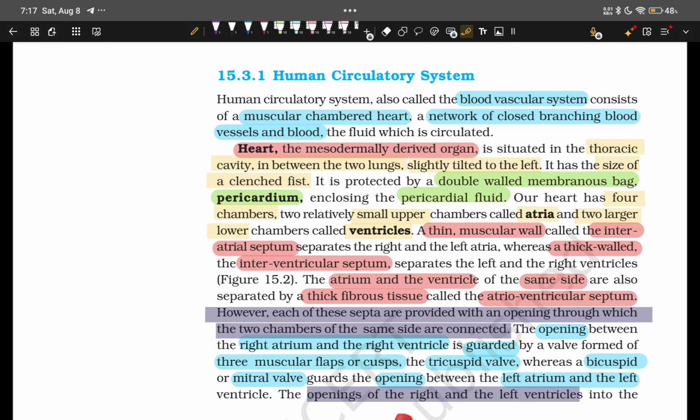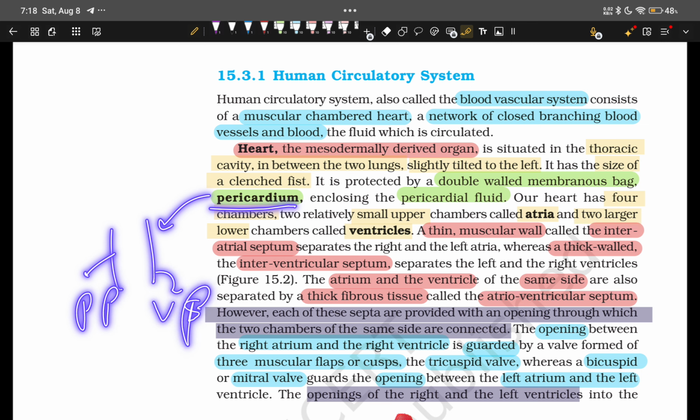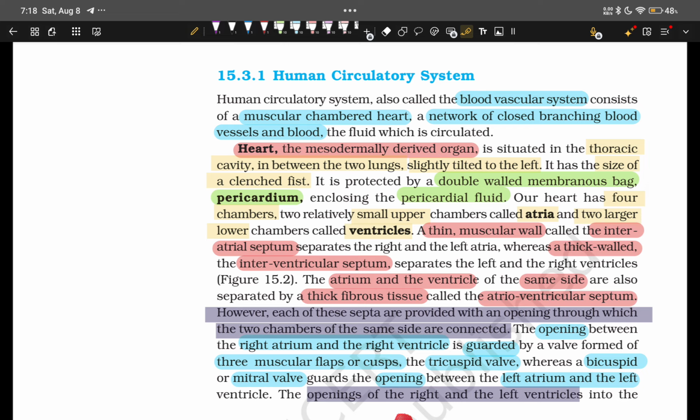Heart, if we talk about it first, is a mesodermally derived organ situated in the thoracic cavity between the two lungs, slightly tilted to the left. It has the size of a clenched fist, and it is protected by a double walled membranous bag called the pericardium. The pericardium is double walled: the outer is called the parietal pericardium and the inner one is the visceral pericardium. Both enclose a fluid called pericardial fluid, which reduces friction. So pericardial fluid is present between those double walls.